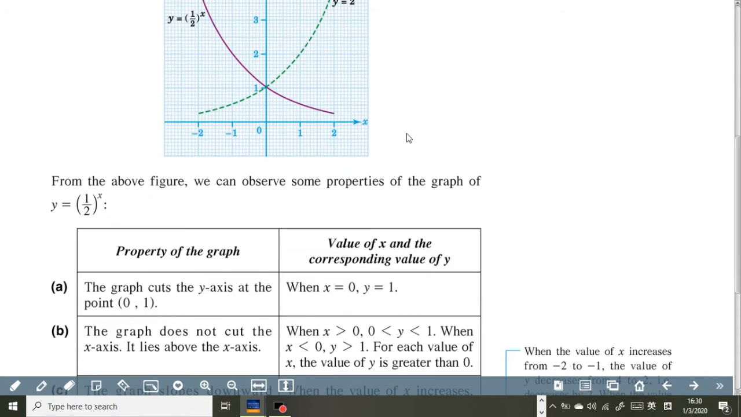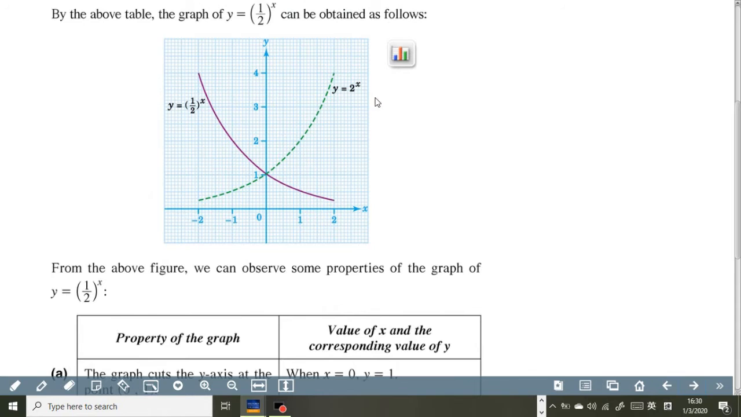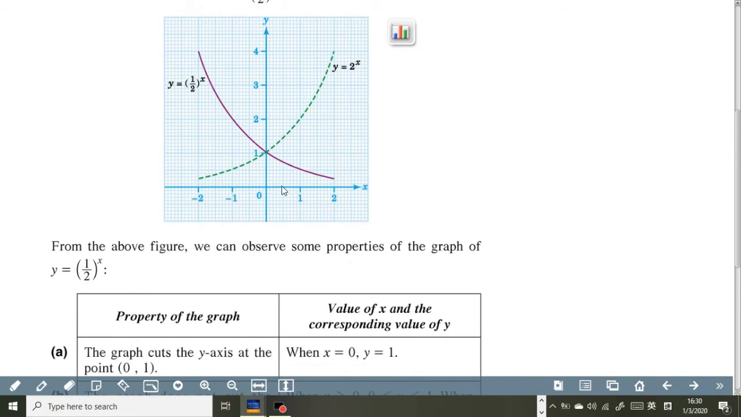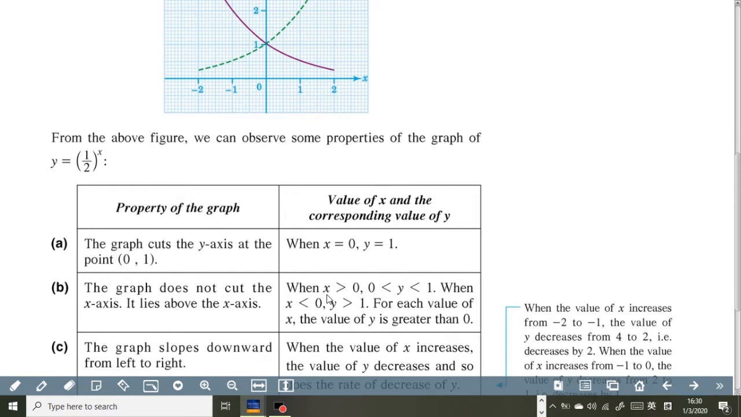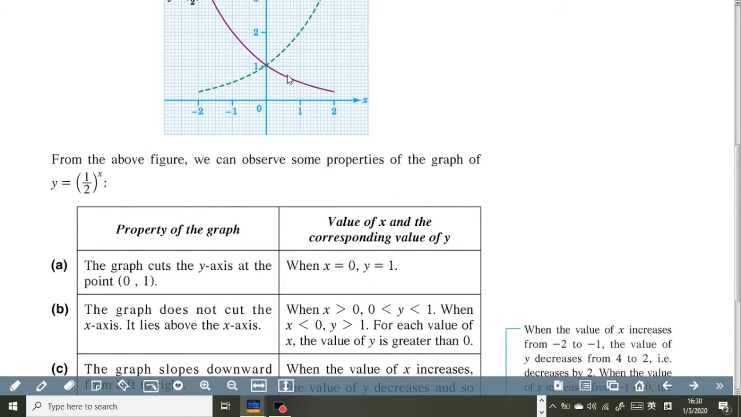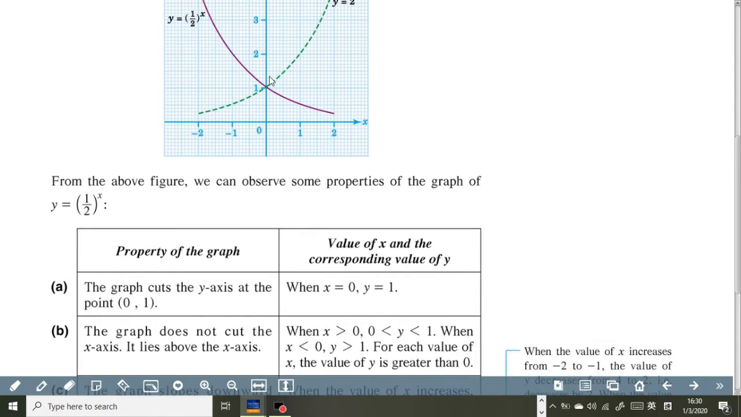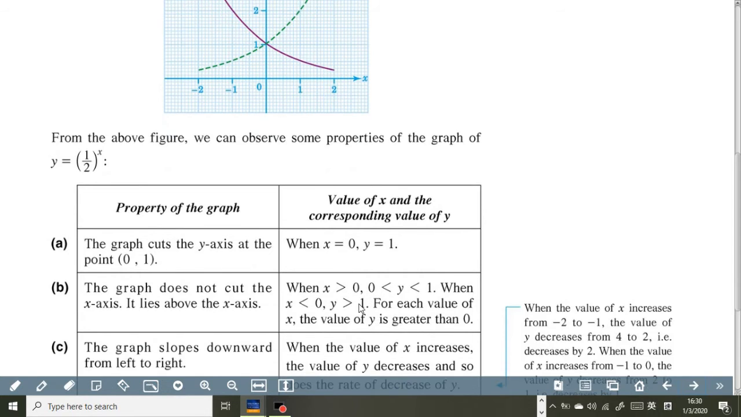But they differ in another way. When the base is greater than 1, you find that when x is greater than 0, y is greater than 1. But because 1 over 2 is the reciprocal, it is the other way. When x is greater than 0, y is less than 1 and greater than 0. On the other hand, when x is less than 0, the value of y will be greater than 1. So it is just the reflection of the graph.